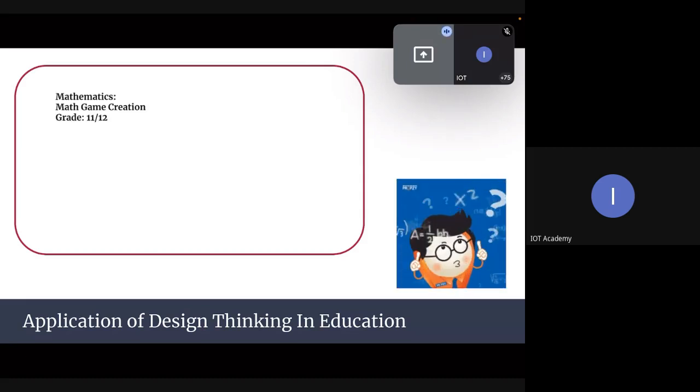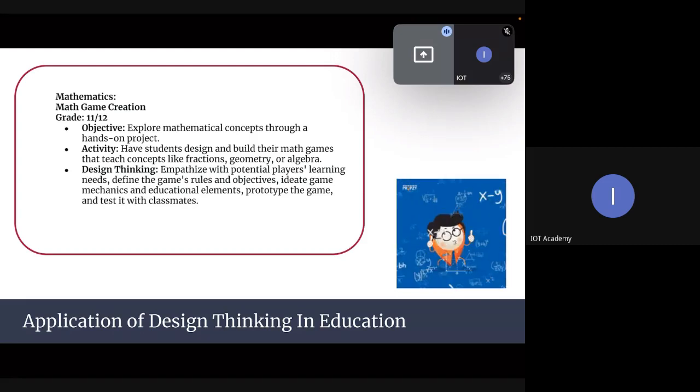So here it is. In mathematics, for grade 11 and 12, for bigger learners, for adult learners, they explore the concept through a hands-on project and activities. They're designing a game to teach concepts like fractional geometry and algebra. When they have to design such a game, obviously they will have to understand who the potential players are. They will have to empathize with their learning needs. They will have to define the game rules. They will have to ideate the game mechanics. They will have to do all these things, and then they have to prototype the game and test it with the classmates. They will learn so much with this one project that you are going to do with them.